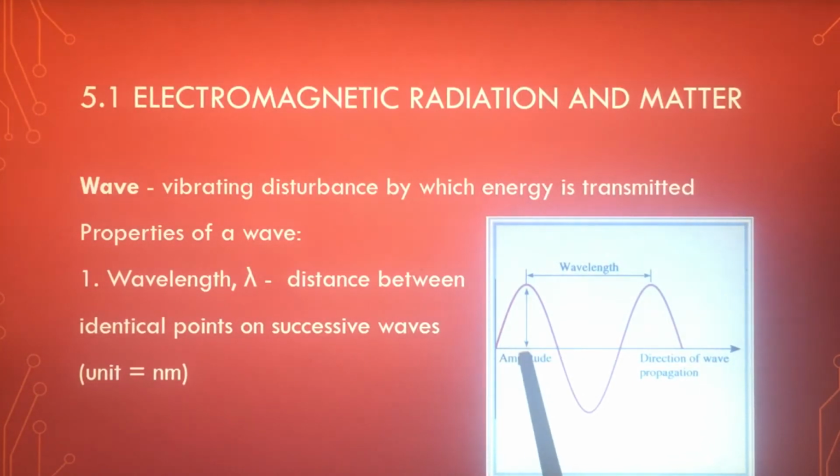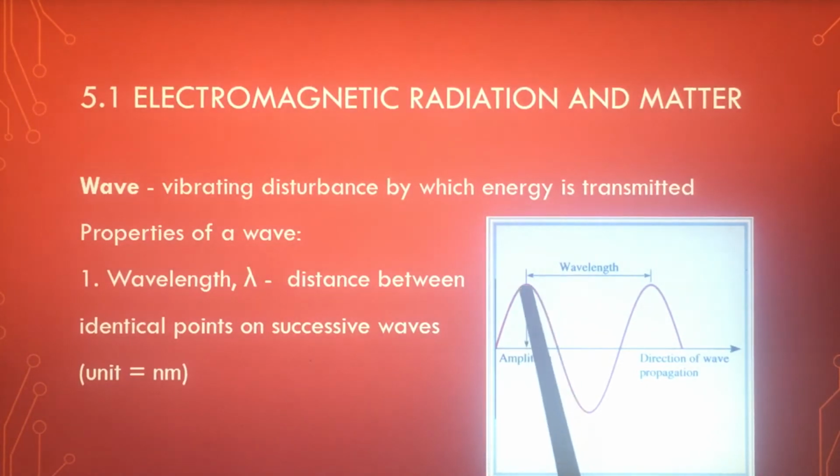From this wave, we can see clearly that the direction of wave propagation is from left to right. We can also have waves going from bottom up, or from top down, or different directional waves. In this figure we also see different properties of a wave. First, we have the wavelength, characterized by the Greek letter lambda. This is the distance between two identical points on successive waves.